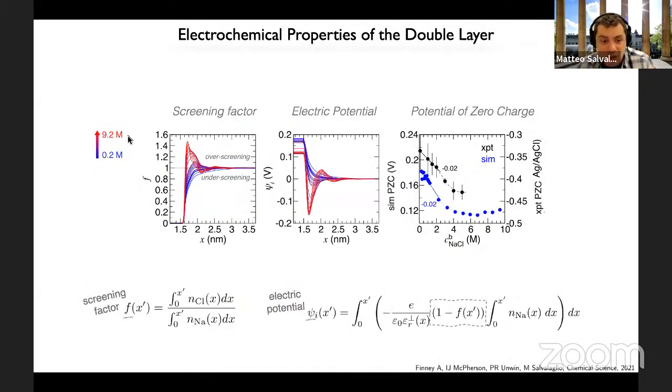So I'm showing here a number of electrochemical properties of the double layer that were computed in this paper by Aaron. But the reason why I'm showing this is not really to go into any of the details, but just to show that this ability of maintaining an electroneutral background for this type of systems is key to learn and quantitatively compare these simulations with experiments.